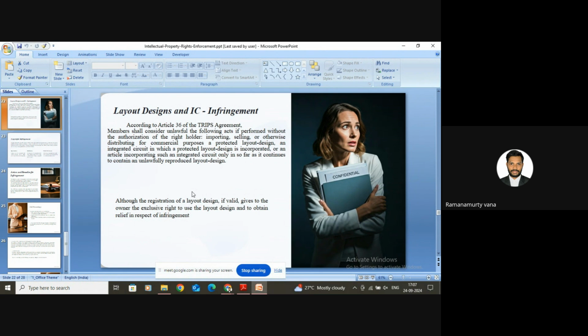Next, layout designs and integrated circuit infringement. Article 36 of the TRIPS agreement covers infringement of layout designs and integrated circuits. Members shall consider unlawful certain acts performed without the authorization of the rightful holder: importing, selling, or otherwise distributing for commercial purposes a protected layout design, an integrated circuit in which a protected layout design is incorporated, or an article incorporating such an integrated circuit, only insofar as it continues to contain an unlawfully reproduced layout design. Registration of a layout design, if valid, gives the owner the exclusive right to use the layout design and to obtain relief in respect of infringement.